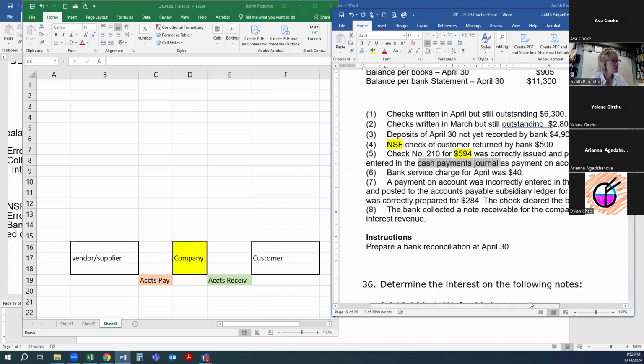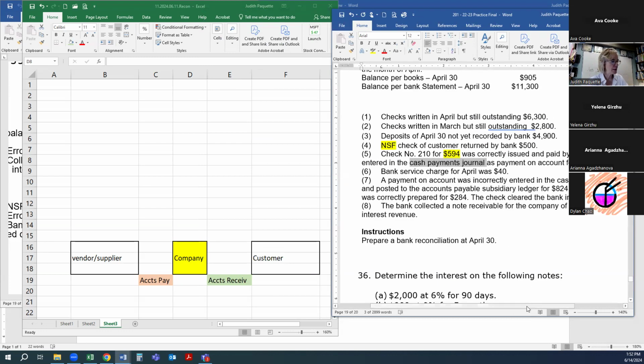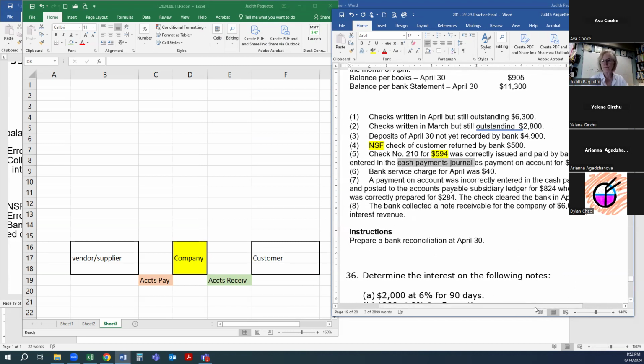How did I know it was for a supplier and not a check from a customer? Payment on account. Good. Any other clues here? That's plenty. That's all you need. If everything's from the perspective of the company, and it's a payment, that means it's a check the company wrote. They are paying something, which means we've got a vendor supplier situation, okay? So now we know that accounts payable is involved.